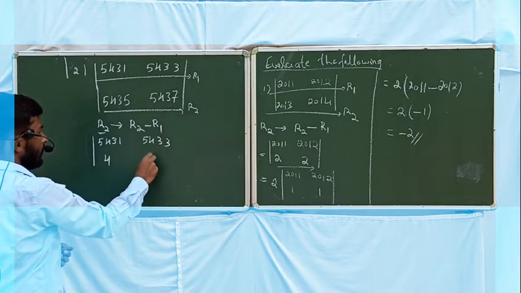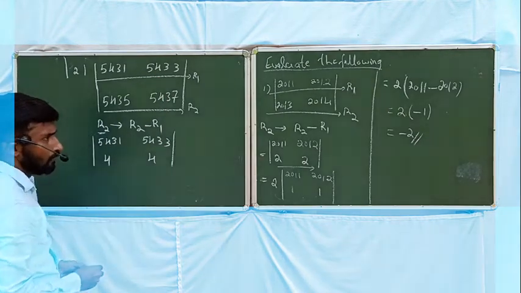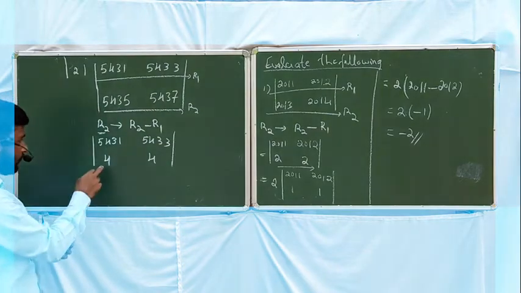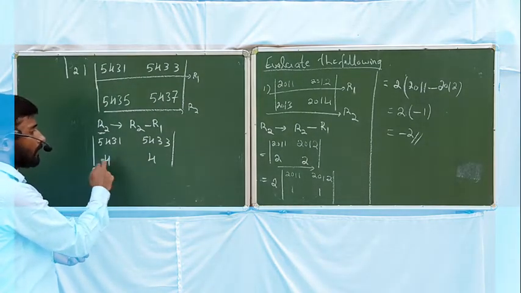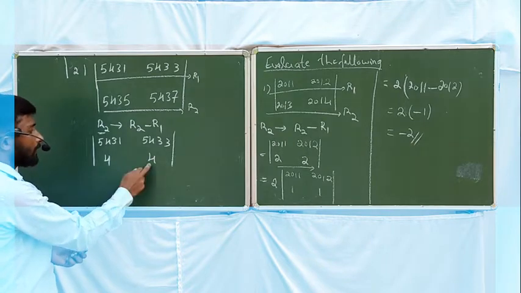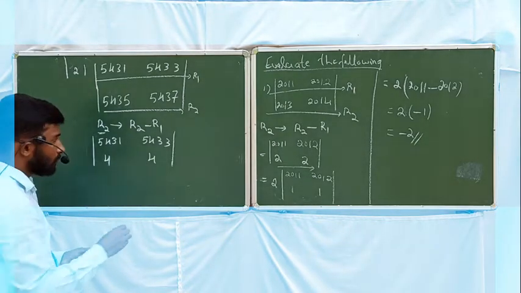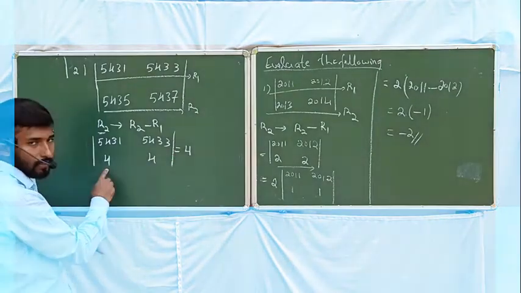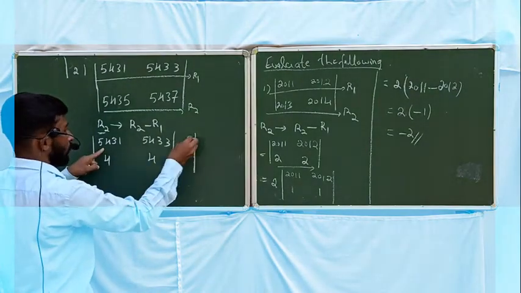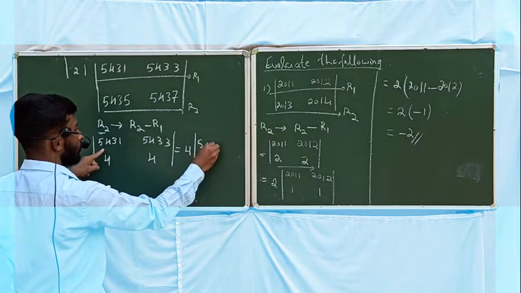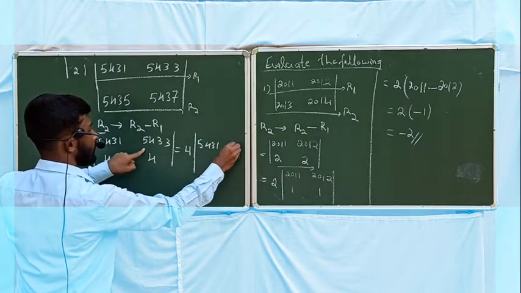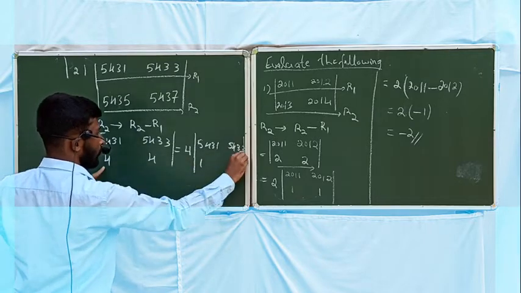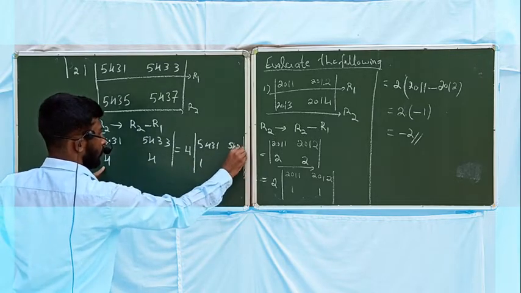5437, 5433, again 4 is remaining. In the next step, use the property of the determinant. If any row or column has a common term, we can take that common term outside. So in the next step, from the second row, taking 4 outside, then the first row remains the same, 5431, 5433. What is remaining? 1, 1, because you are taking that 4 outside.